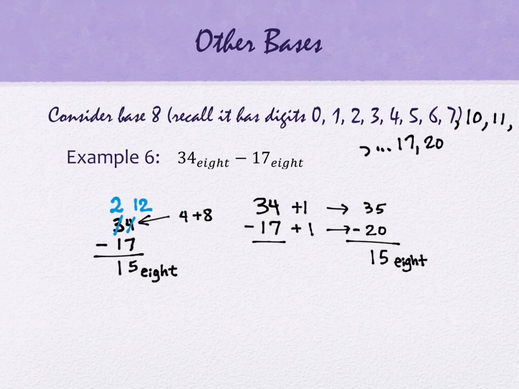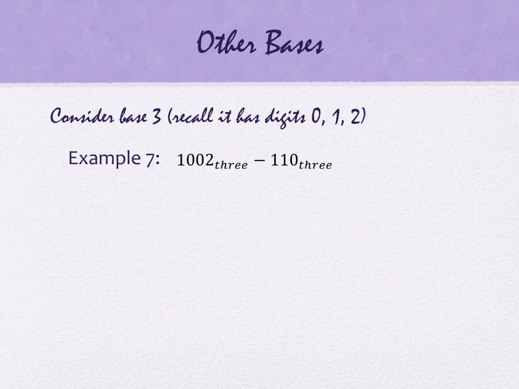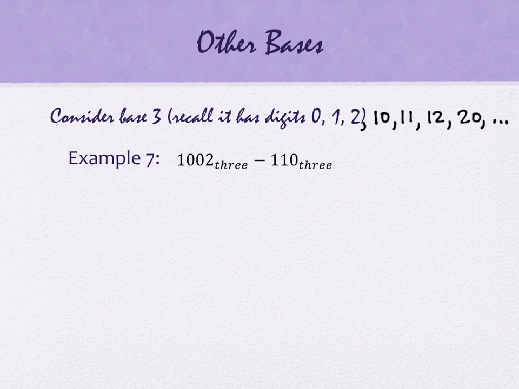Okay, let's do another one. This one's in base 3. So remember the digits are 0, 1, 2, and then it starts repeating. So after this, we would have 1, 0, 1, 1, 1, 2, and then 2, 0, and we would keep going. Okay? So we'll do the standard algorithm first, 1, 0, 0, 2, and we're subtracting 1, 1, 0.